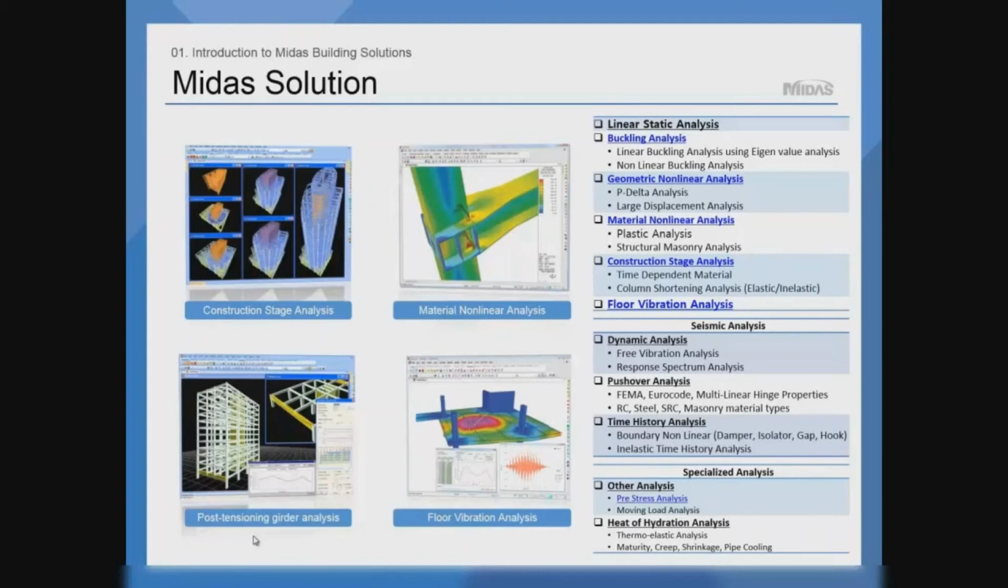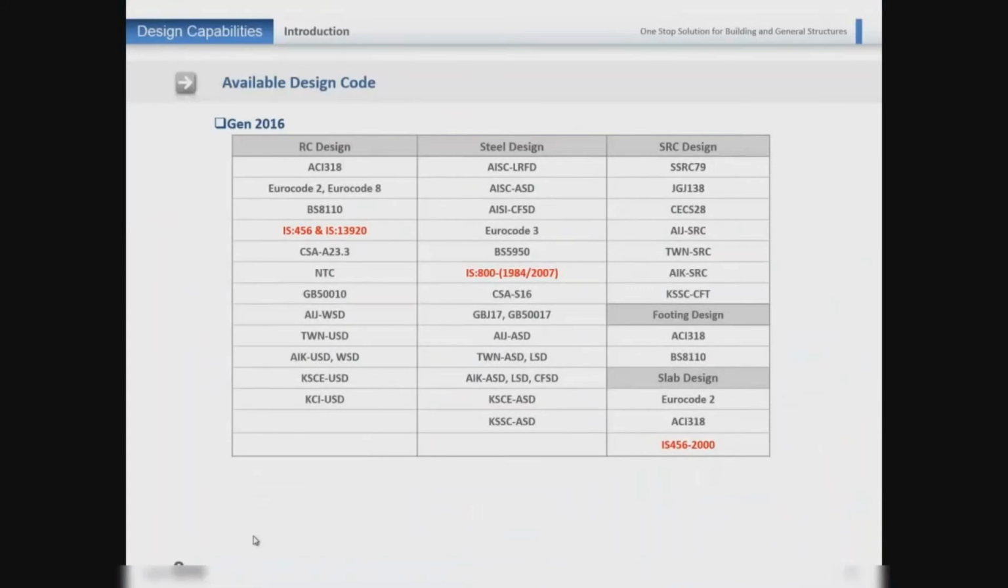So these are the things that are also available: heat of hydration, pre-stress, and moving load. So these options are available. Now about the designing. In the designing, because we are talking about only the analysis part.